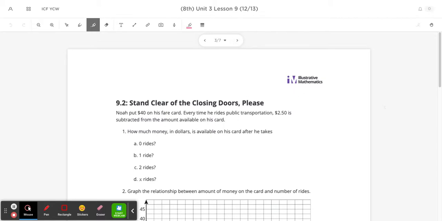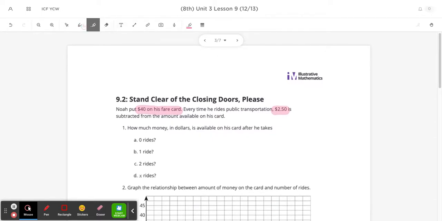Slide 3 says, Noah put $40 in his fare card. Every time he rides public transportation, $2.50 is subtracted from the amount available on his card. I'm going to highlight key information here. This is like a SEPTA card, where if you put $40 on the card, each time you ride it, you'll spend $2.50 of those dollars.